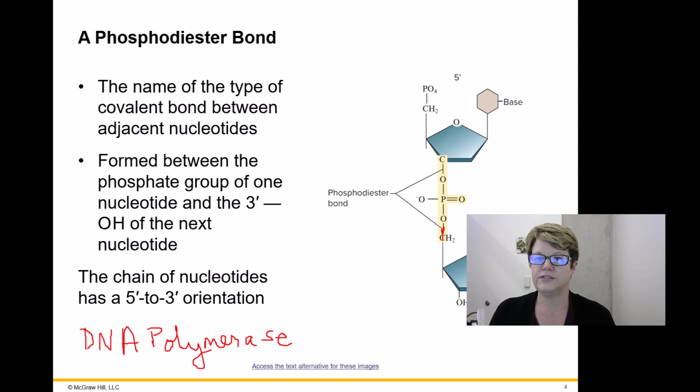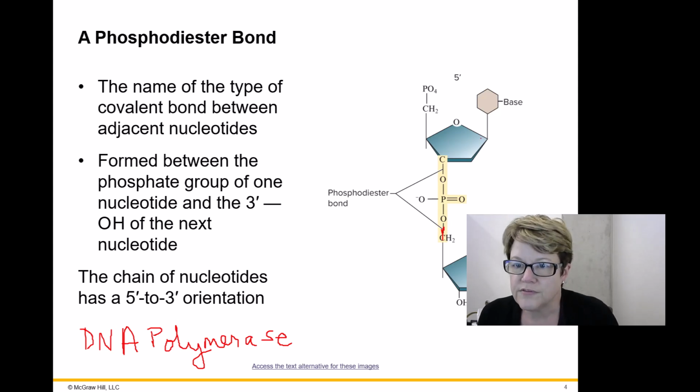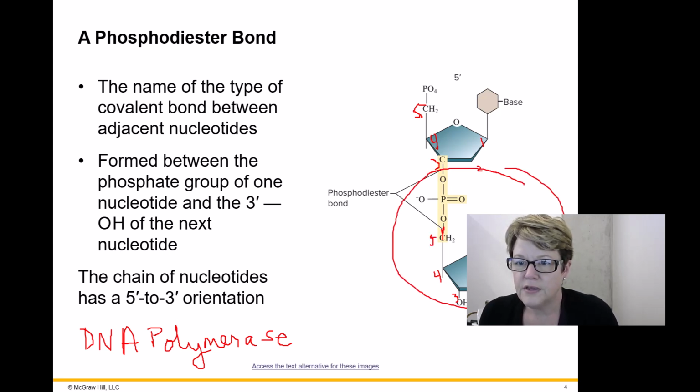And the connection then between the two, I told you was going to be important that you pay attention to. Remember, this is the number 1 carbon, this is the number 2 carbon, this is the number 3, this is the number 4, and this is the number 5. So every nucleotide has that same numbering, 1, 2, 3, 4, 5. So in this nucleotide, you have a nitrogenous base, and they're showing a pyrimidine. You have the deoxyribose sugar, and then you have this phosphate group here.